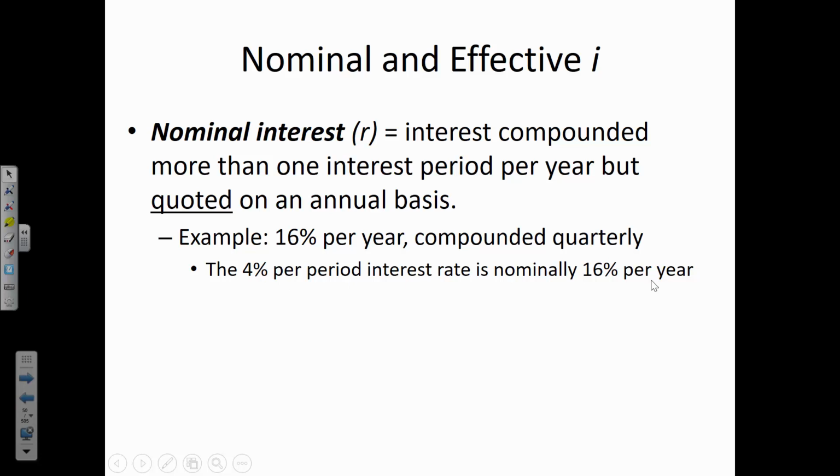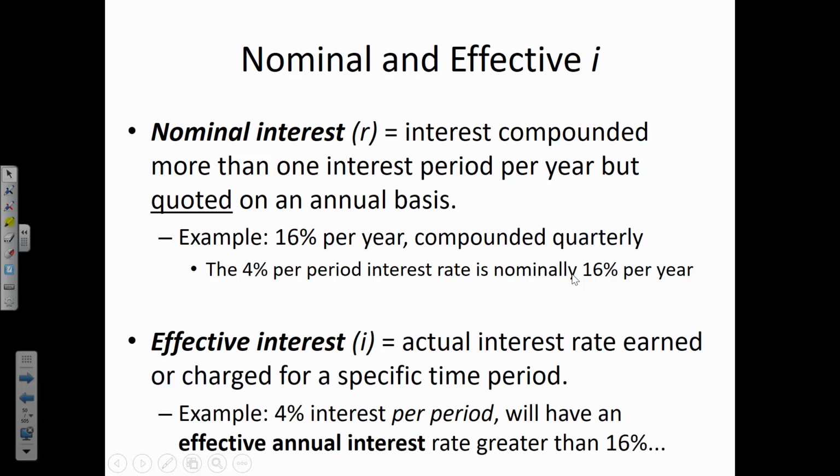Nominally, it's 16% per year, but not if you actually take into account the compounding. The only way that 4% per quarter is 16% per year is if you ignore compounding. But the people who say nominally it's 16%, I guess technically they're right. But in reality, if you have 4% interest per period and you take the effect of compounding into account, then the cumulative effective interest rate is going to be more than 16%.